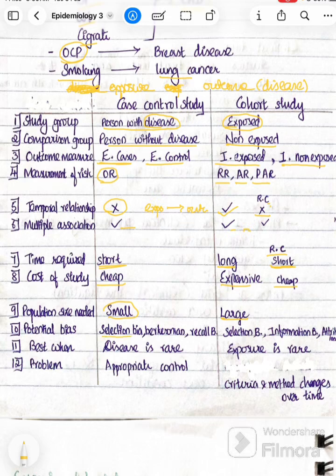Potential bias: selection bias, information bias and recall bias. Here selection bias, information bias, attrition bias. Best when disease is rare, here best when exposure is rare. Problem: appropriate control. Here the problem is that criteria and method change over time.